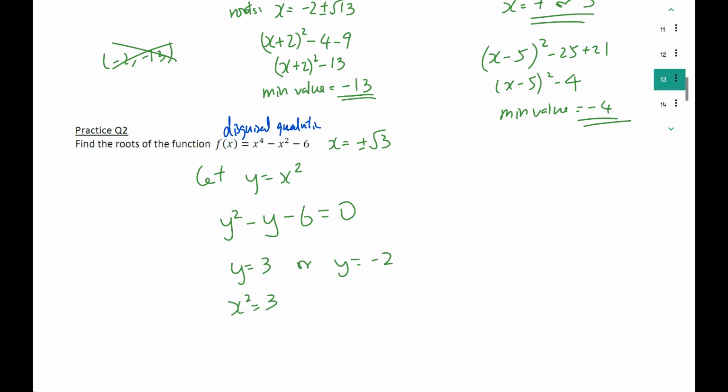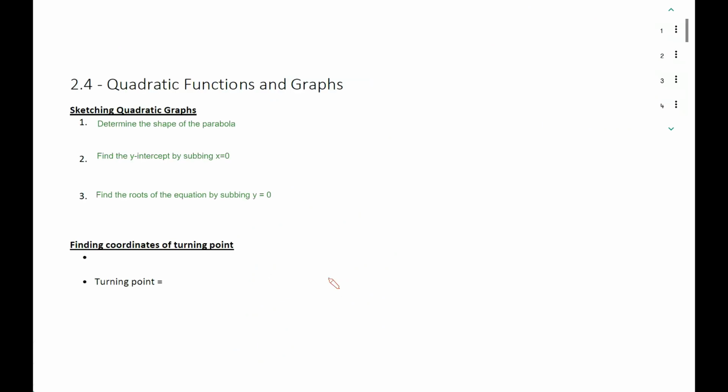Put the x squared back in, and you realize, when you square root 3, you have plus and minus root 3, that's your answer. But when you square root minus 2, you can't, because that will give you a maths error or no real values, so reject. Okay, so here comes the second part of the lesson, where we have looked into the functions. The next part we're looking at graphs.